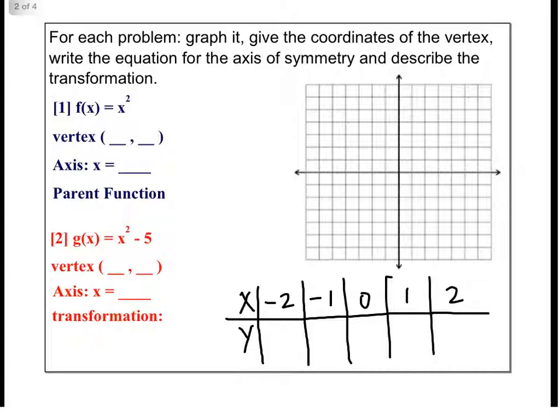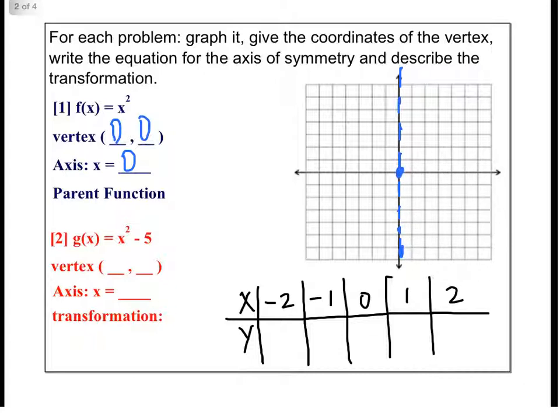Well, our vertex is at 0, 0. Because I haven't added or subtracted anything, my axis of symmetry is also at x is equal to 0. So if you really wanted to, you could sketch that axis of symmetry. And remember, that's where a parabola would reflect over that point, and I'm going to add my vertex in.